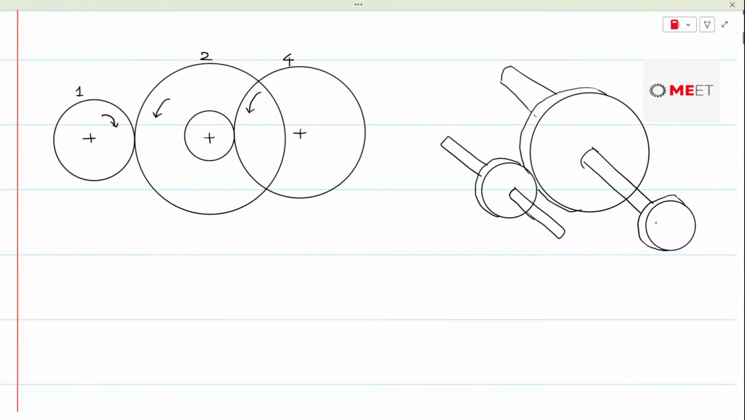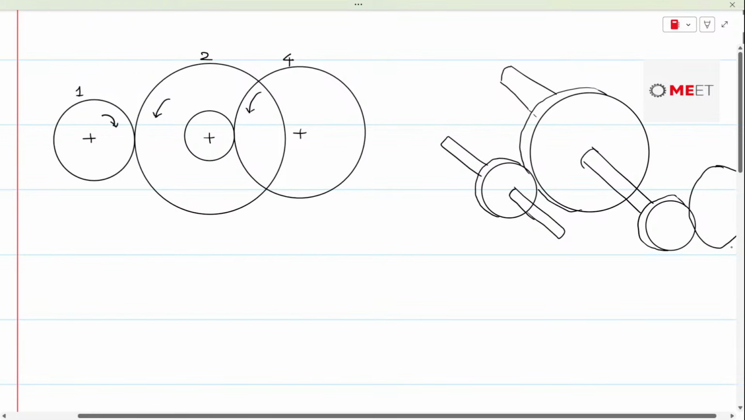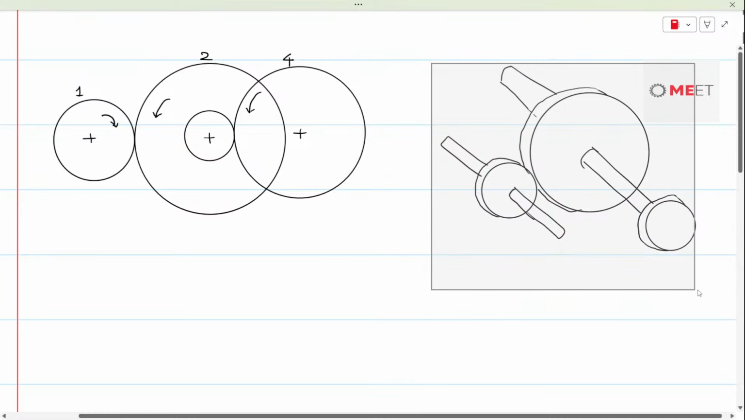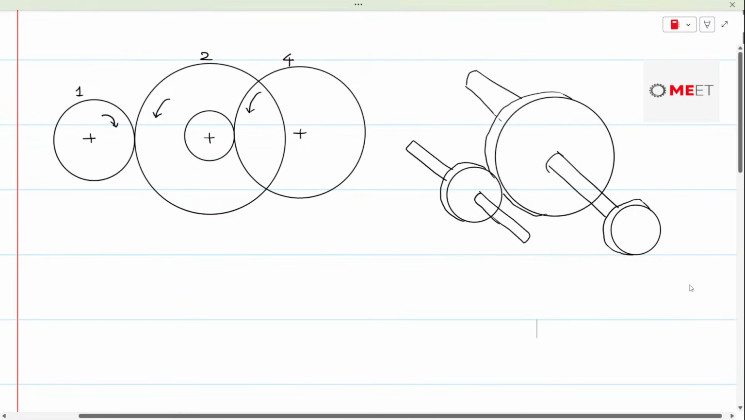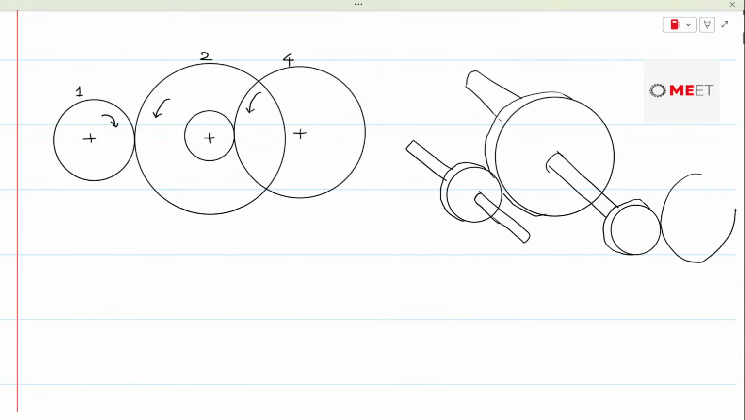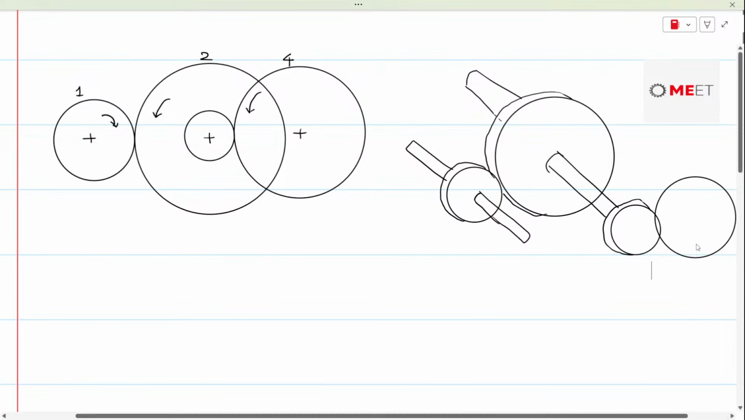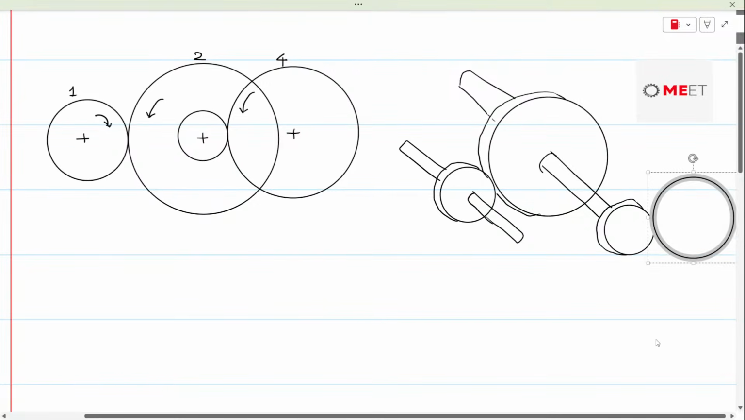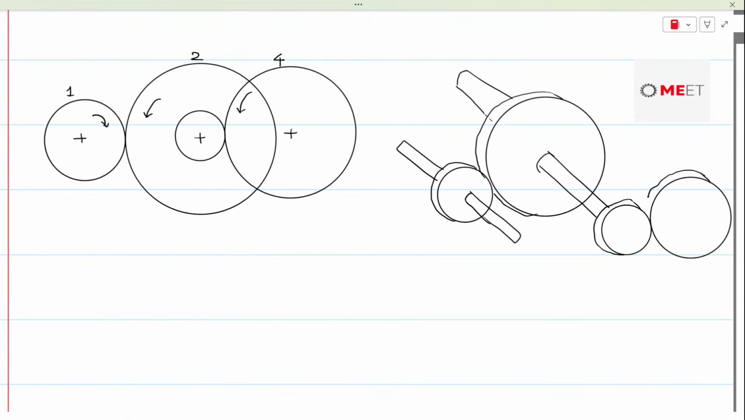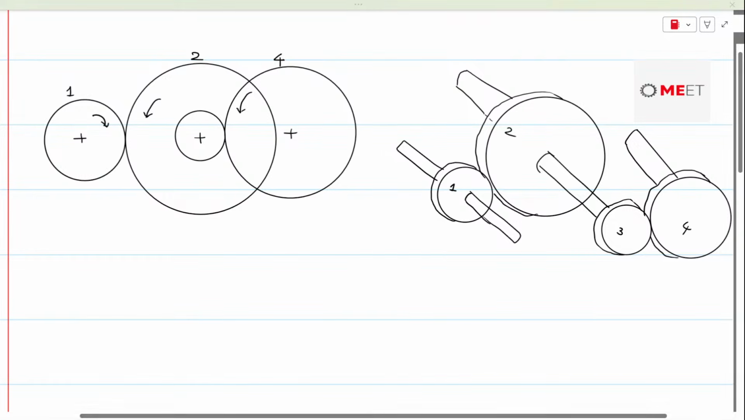And gear number 3 is in mesh with 4. So gear number 4 is supposed to be bigger. This was gear 3, and gear 4 is supposed to be somewhere here. And this is the shaft of gear number 4. This is 1, this would be 2, this would be 3, and this would be 4. So this is how a rough sketch would look.